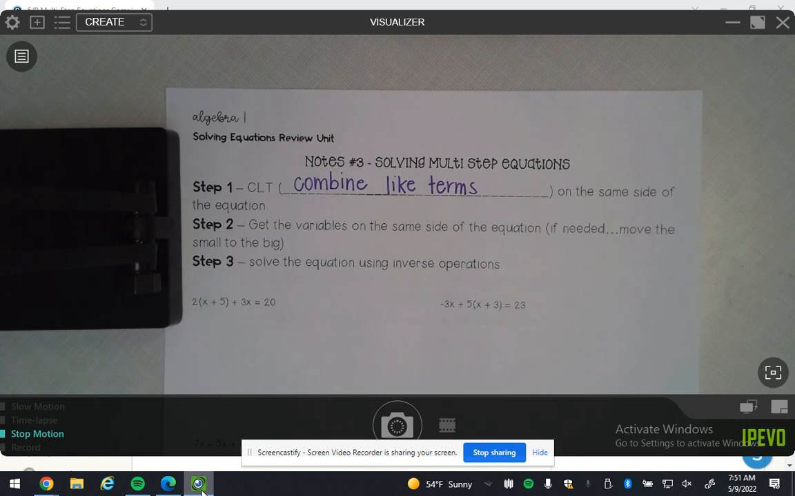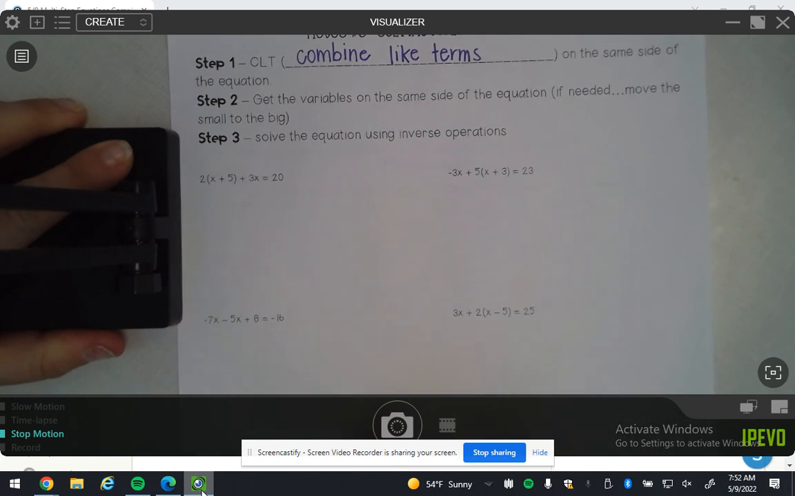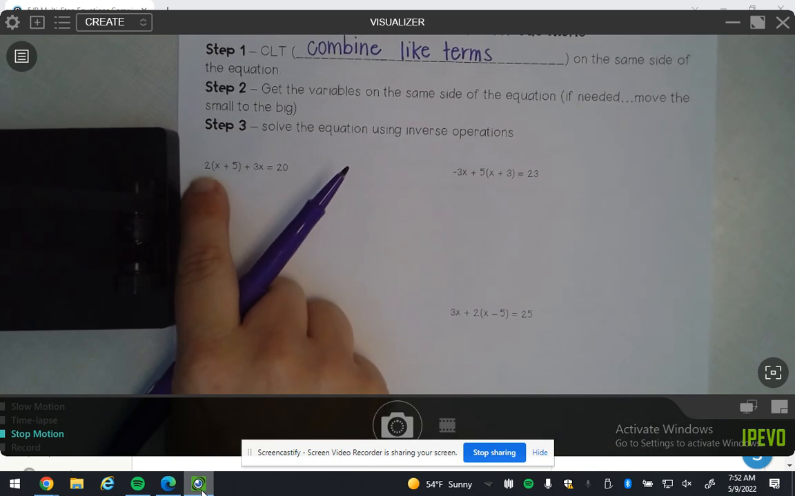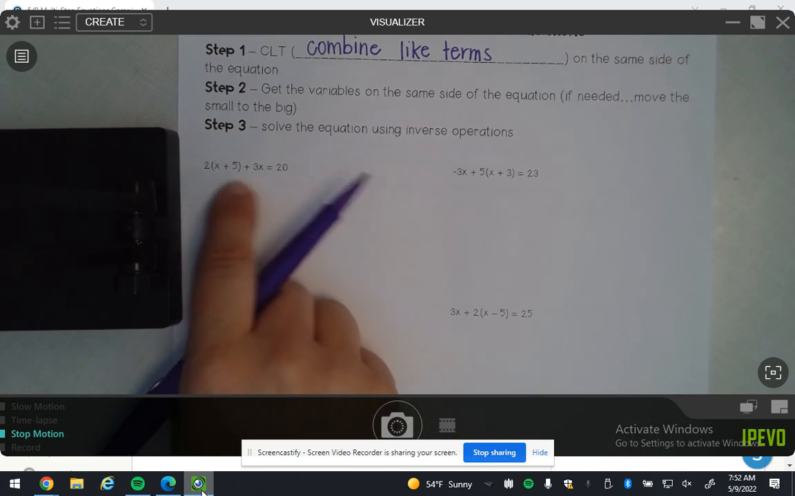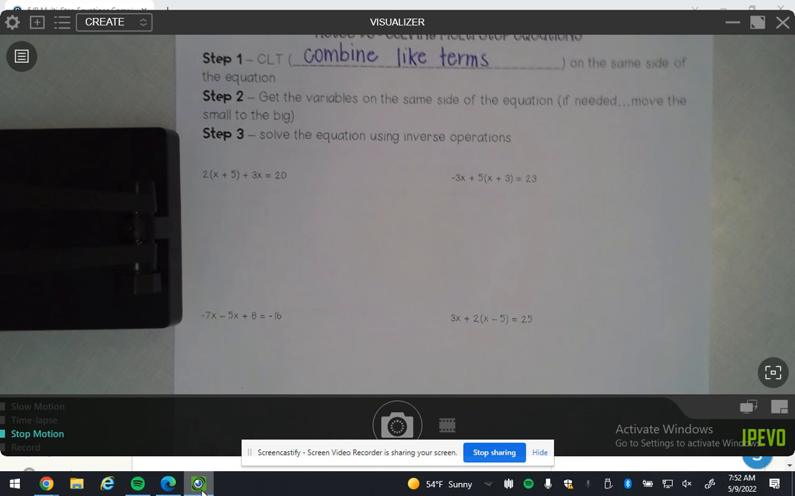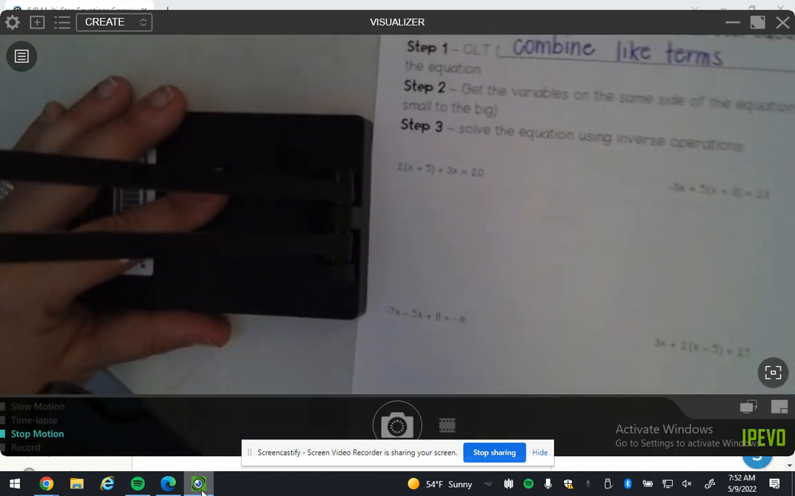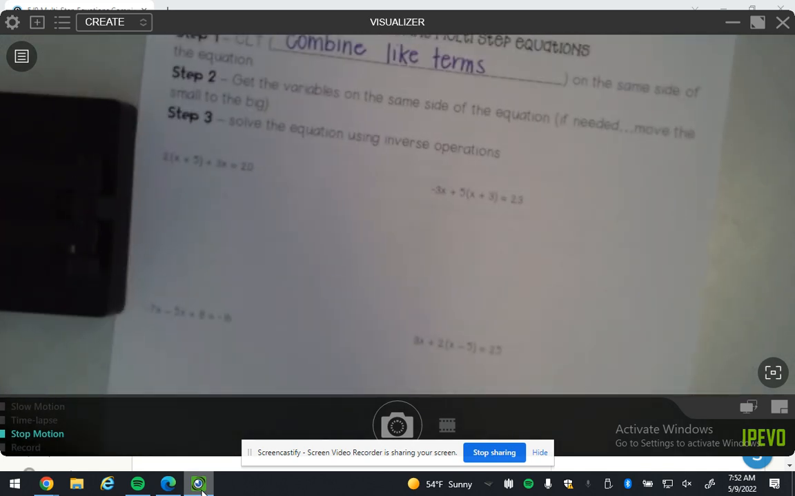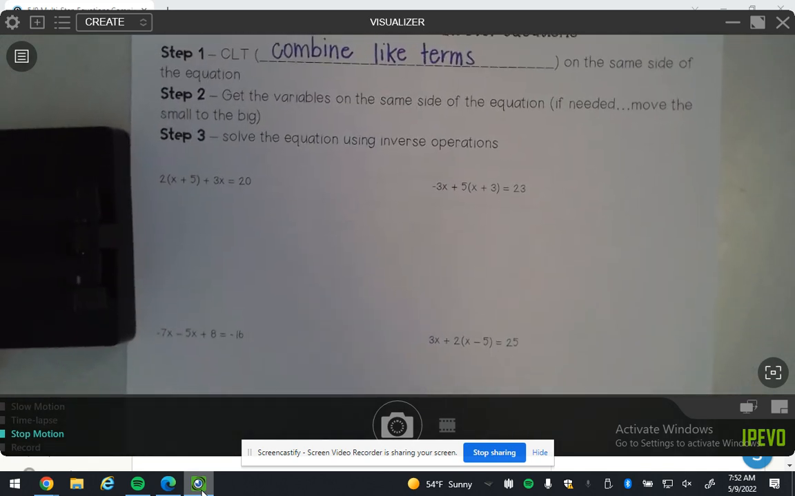You're fine. We got to combine like terms on the same side of the equation. Then we have to get the variable on the same side if we need to, and then we're going to solve it. So, for example, on this one right here, what's the first thing I need to do to solve this equation? I can't cover up the x yet. What is there that I don't really want? Parentheses. How do I get rid of that?